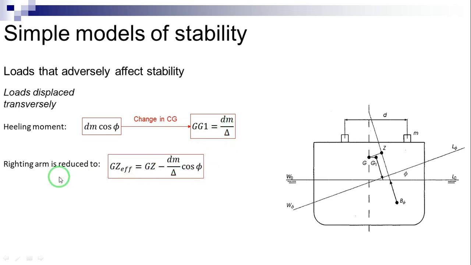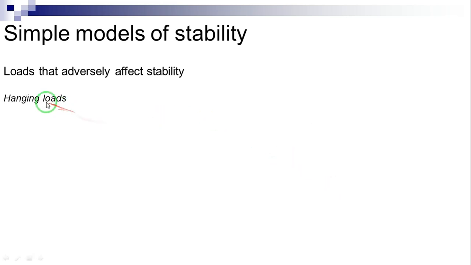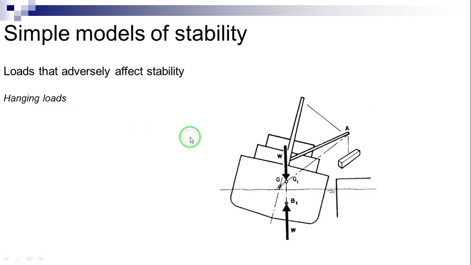In other words, if a weight is moved from A to B, as shown here, the ship's center of gravity will also move from G to G1 in a direction parallel to the direction of movement of the shifted weight. We can check that the above reduction occurs when the vessel is inclined towards the side to which the mass M was moved, while the righting arm increases if the ship is inclined towards the other side. Hanging loads. Lifting of heavy weights over one side, as shown in this figure, affects negatively a ship's static equilibrium.